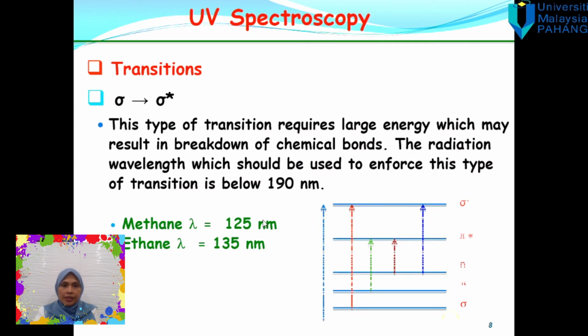Let's see an example in detail. Between each transition, the first one is sigma to anti-sigma. As I mentioned just now, this type of transition has the largest energy difference, which means the wavelength will be the lowest. You can see methane only absorbs at 125 nanometers and ethane at 135, because this is the highest energy difference, the highest delta E, so the wavelength is shorter. We follow the formula E equals hc over lambda: higher energy means lower lambda.